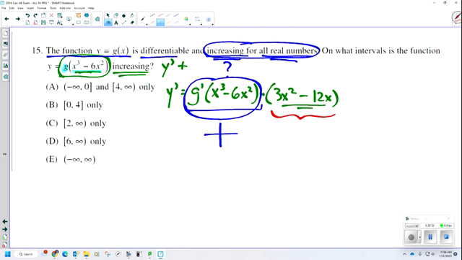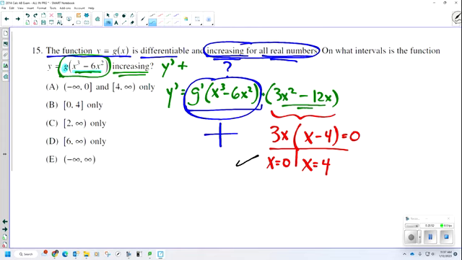Factor, solve, because factoring never goes away. I factor out a 3x, that leaves me x minus 4. And if I t-bone that, this x equals 0. And when I say t-bone, I said the equation equals 0. And this x equals positive 4. So let's start a number line down here. 0, 4. Okay, this is my x value.